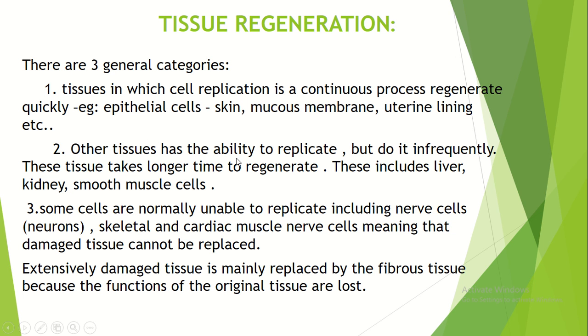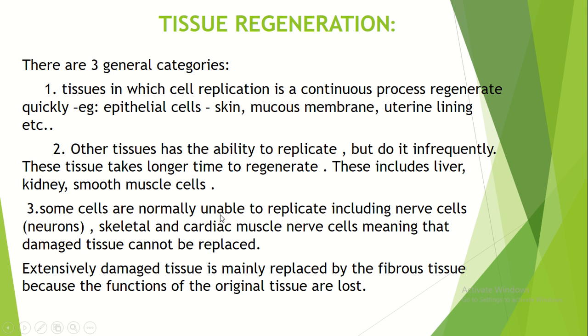Number two: other tissues have the ability to replicate but do it infrequently. Once in a while they do it, and these tissues take a longer time to regenerate. For example, the uterus cycle may be 28 or 30 days, but whatever it is, it happens within a month's time. Here it takes a longer time to regenerate. These include the liver, kidney and smooth muscles. These are tissues that are able to replicate, but do it infrequently and take longer.